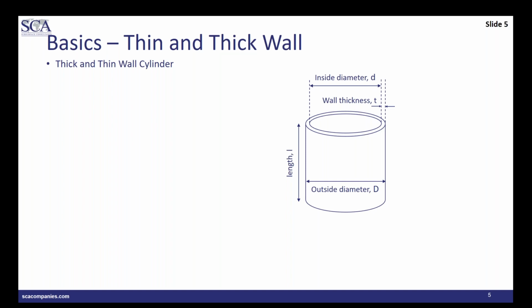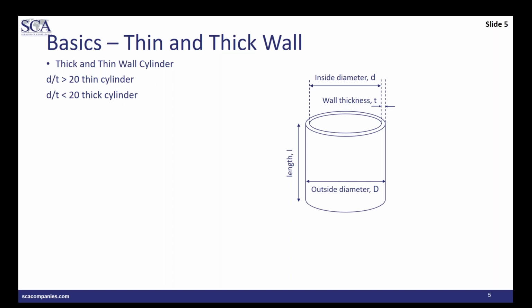So we always measure in the form of D over T, that is slenderness ratio. Based on that, a thin wall and a thick wall is defined. If D over T is greater than 20, it is called a thin wall. D over T less than 20, it is thick wall.